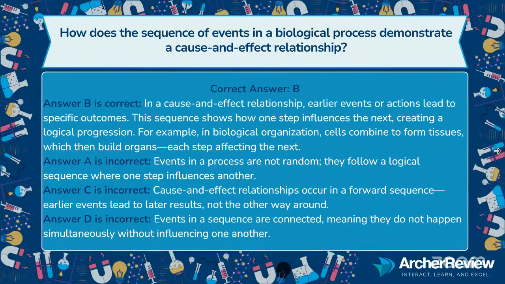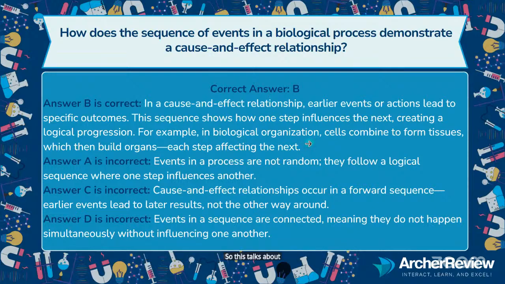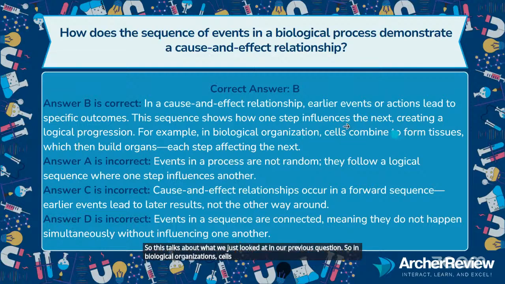Our correct answer is B. Okay, so in a cause and effect relationship, those earlier events are going to lead to outcomes. So the sequence of events shows how one step influences the next. So this talks about what we just looked at in our previous question. So in biological organizations, cells form tissues, which build organs, which then build the organ systems, and so on. So let's take a look at the other ones.